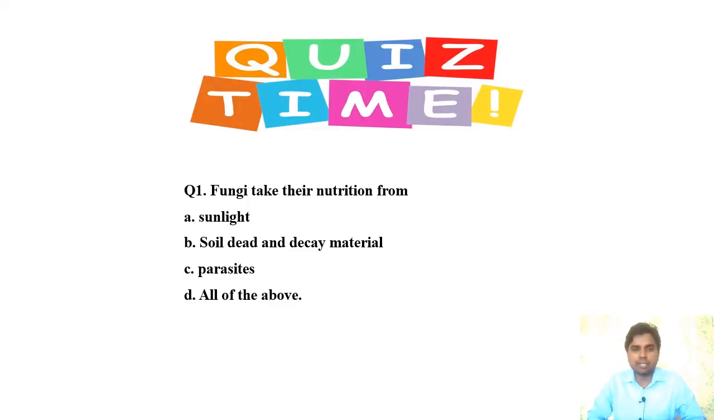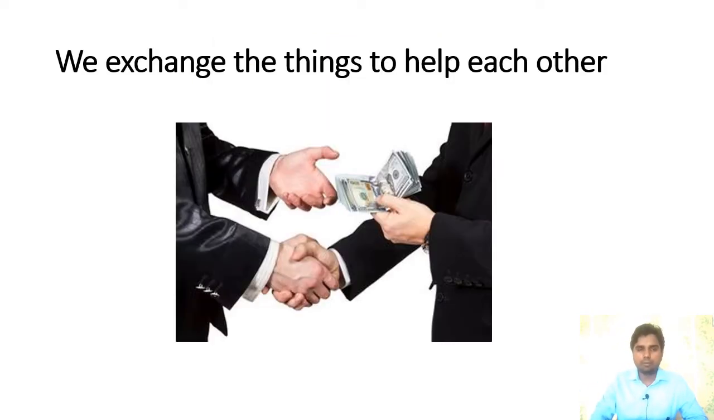So now it is question time. Fungi take their nutrition from sunlight, soil, dead and decaying material, parasites, or all of the above. Just now we discussed that fungi take their nutrition from dead and decaying materials. So the correct answer is B, that is, fungi take nutrition from dead and decaying materials. Okay, students, we will move forward.